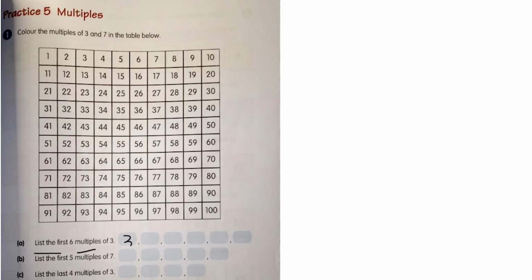Okay, next page. A, list the first 6 multiples of 3. Okay, we can write 3, 6, 12, 15, 18, and 20. The first 5 multiples of 7. 7, of course, 7. 7 times 2 equals 14. 7 times 3, 21, times 4, 28, and times 5, 35.